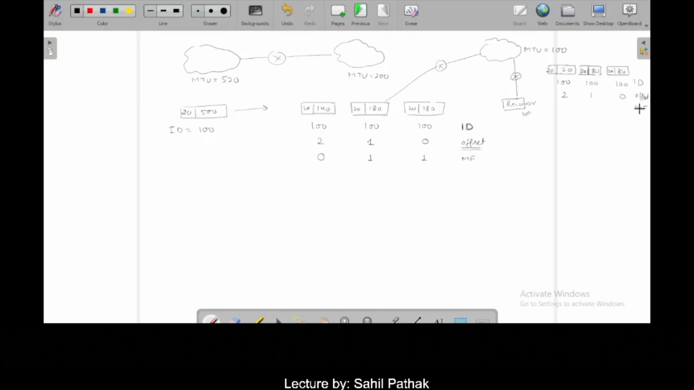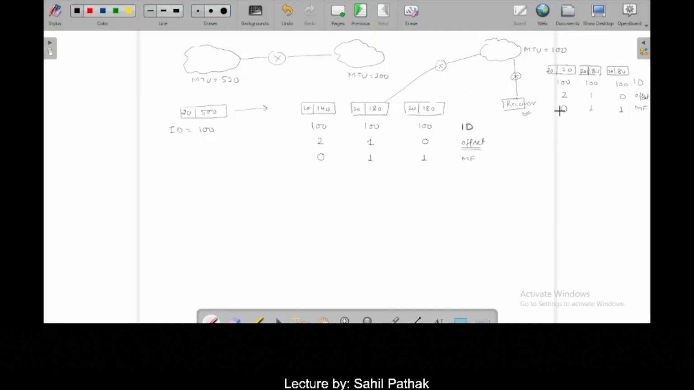What would be the more fragment field? Are more fragments following this? Yes, there are more fragments following this, so the MF field is 1. Here also, are more fragments following this? Yes, so the MF field is going to be 1. How about this? Is there any fragment following this? As of now, you might see that no fragment follows.